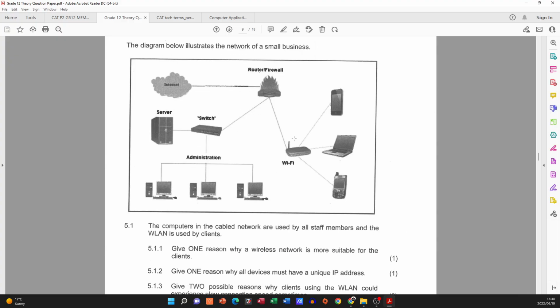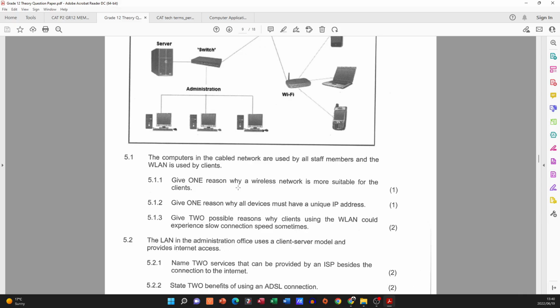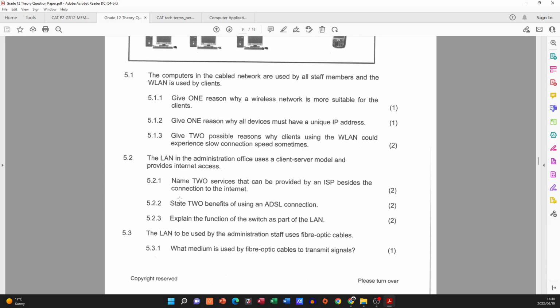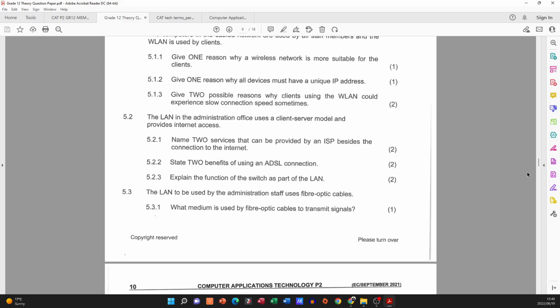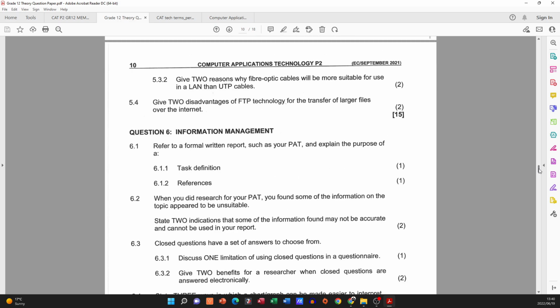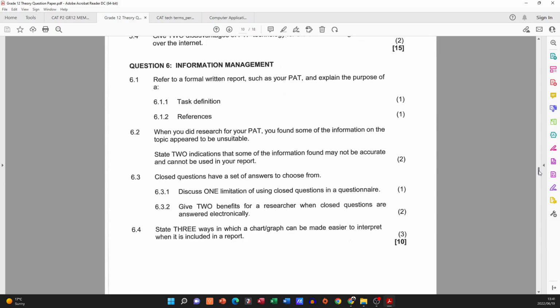Then your networks as well. Know how your networks work in terms of your cabled network versus wireless. That is very important as well. Your local area network advantages, disadvantages, those are things that generally come up. And then the network within your home as well, using a router. What are the advantages of using a router?